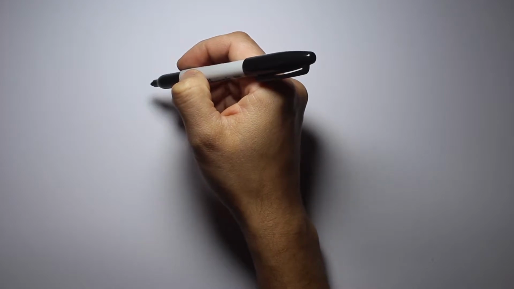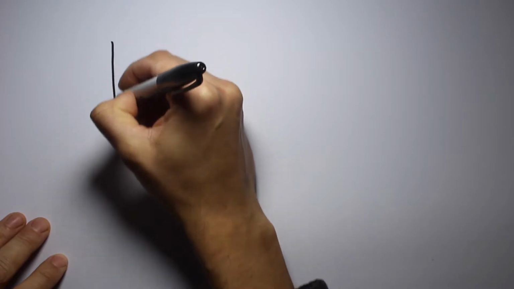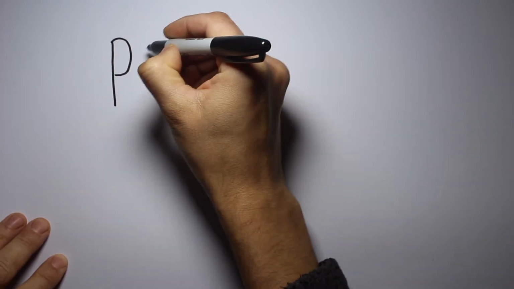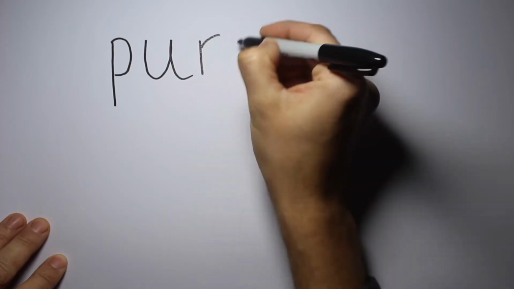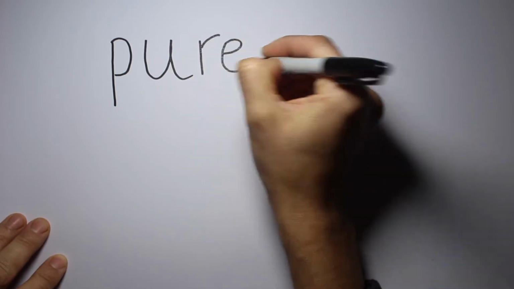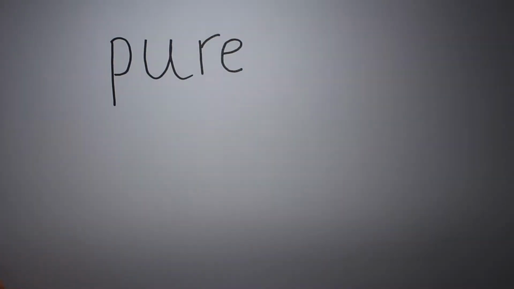The first word we're going to learn today is pure, and that is spelled P-U-R-E. Now what does pure mean? Pure means it is something that has not been mixed with anything else.